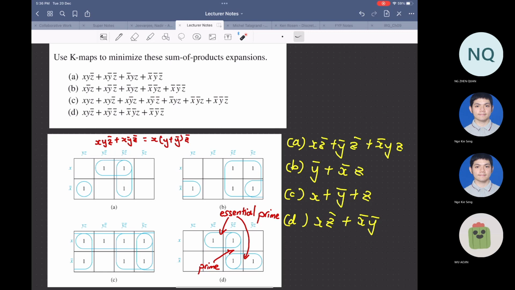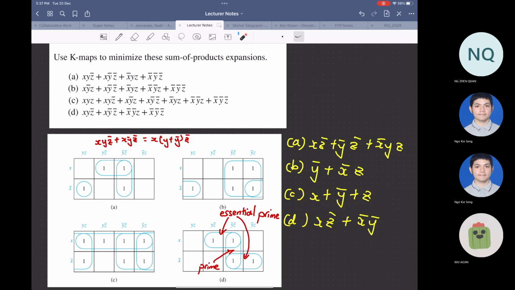Next, how about C here? How many blocks do you need to cover all these numbers? You have 1 block, 2 blocks, and 3 blocks. But you can see that this one is essential. This one is also essential. So you need to include all these blocks. Then you can reduce to this C here. Remember, 4 blocks in 3 variables will reduce to 1 literal. That's why all the terms here only have 1 literal.